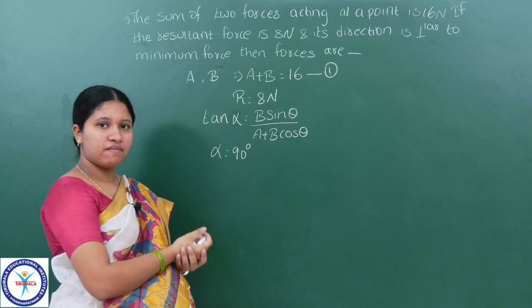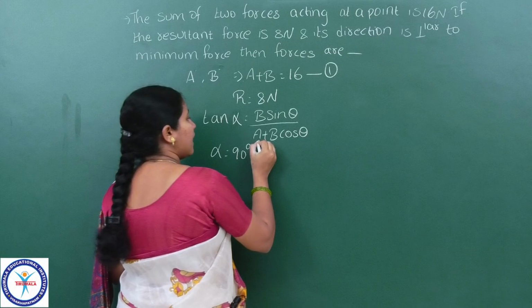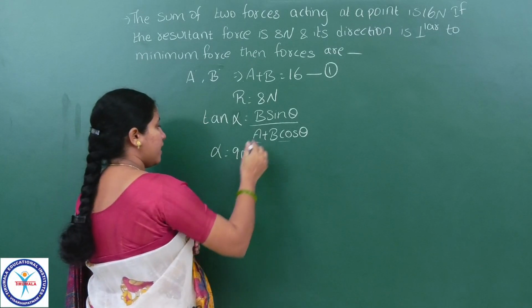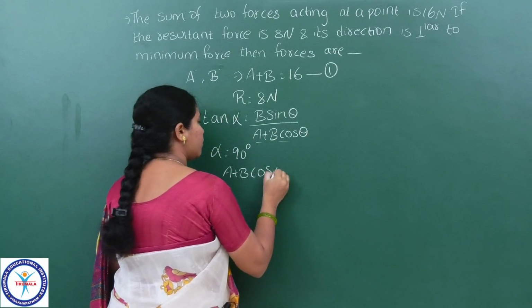So tan alpha is undefined. Undefined means the denominator must be equal to 0. So hence, equating the denominator A plus B cos theta to 0.